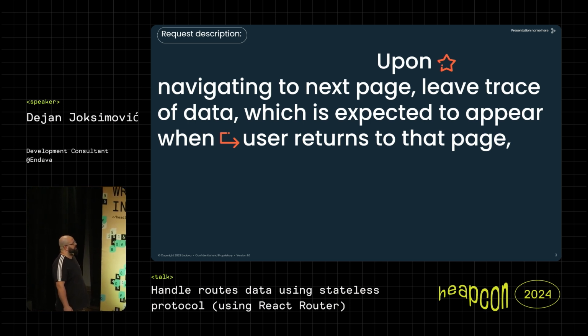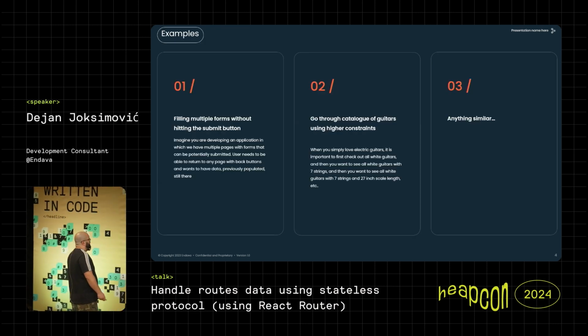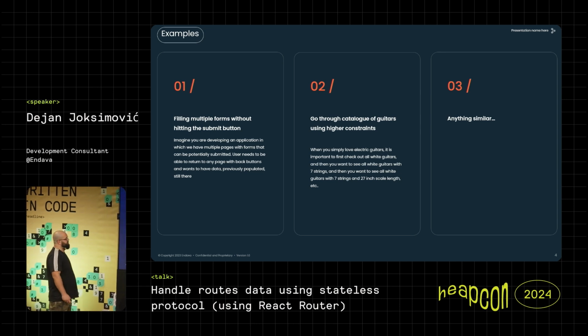If we are using the wrong things, the things that come to our mind first, and we don't think about it. So let's go through some examples to understand the problem better.